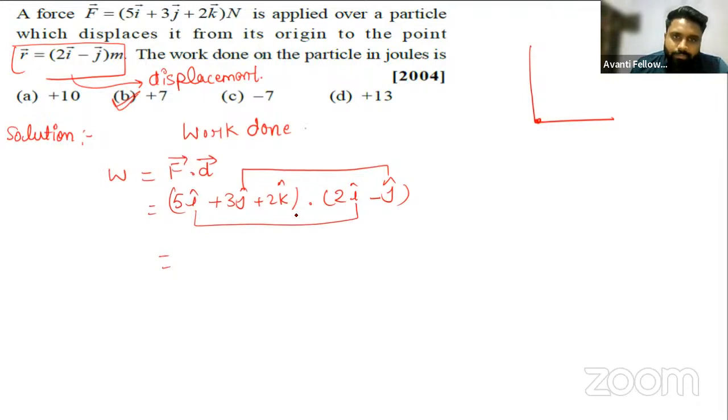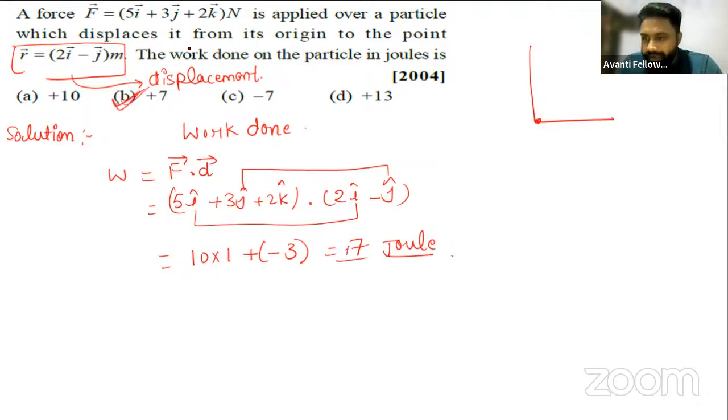So 5 I cap dot 2 I cap becomes 5 times 2, which is 10, multiplied with 1, plus 3 J cap dot minus J cap, which is minus 3. 10 minus 3 is 7 joule. So plus 7 joule is the answer. So Jhansi, you are absolutely correct. Okay. Keep it up. You're doing so great.